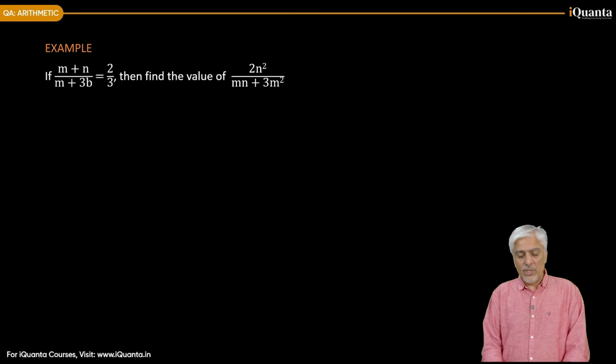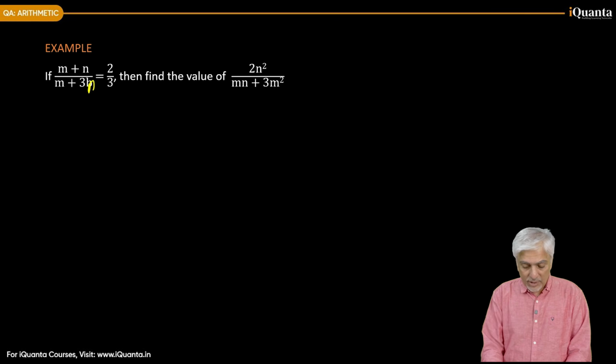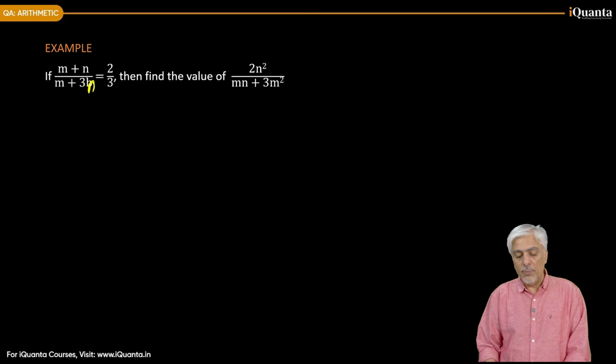Let's take the next question. m plus n upon m plus 3n, that is not b, m plus 3n is 2 upon 3. Find the value of this part. Now this is a slightly different question. Again, the coefficients are not exactly the same, so I will not use componendo dividendo. I'll use the cross multiplication approach.